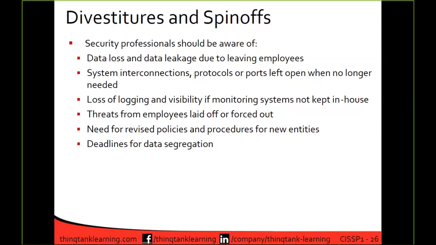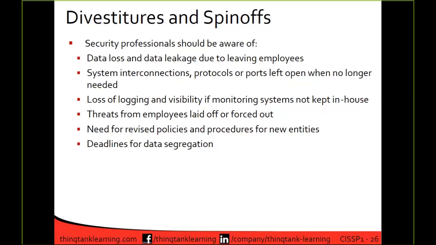Loss of logging and visibility of monitoring systems not kept in-house. Not sure why this one is listed, I suppose that would fall under the spin-off category, but threats from employees laid off or forced out. Different than data loss and data leakage due to leaving employees, because the threats from employees being laid off, well, that could be more impactful to your business. The need for revised policies and procedures for new entities. That really should fall under the previous category, right? New entities would be acquisitions and mergers.